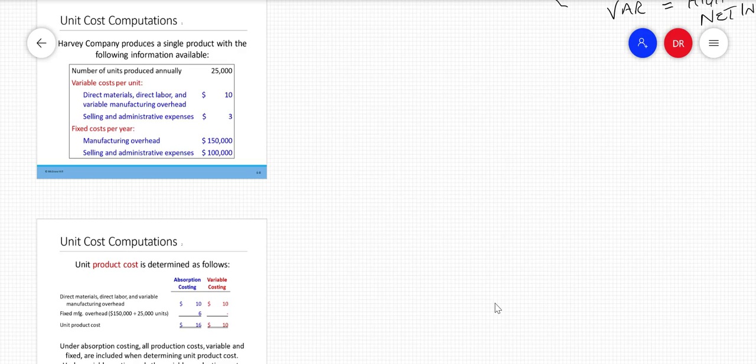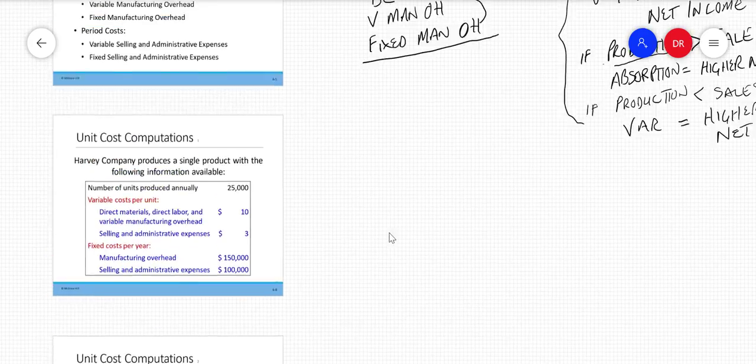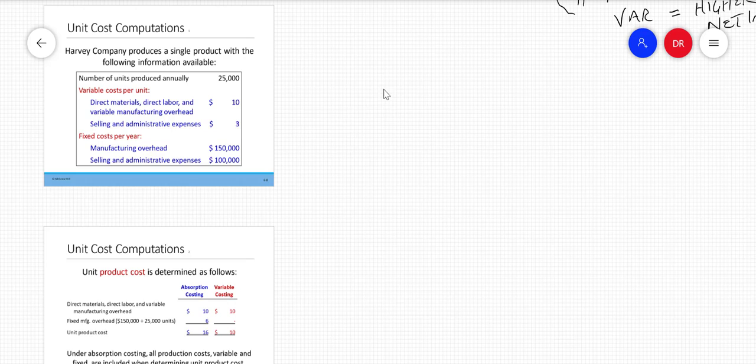So now let's take a look at this slide here where we talk about the unit cost comparisons. When we talk about unit cost comparisons, here they produce a single product with the following information. They have the variable cost per unit that include $10 for direct materials, labor, and variable overhead. Selling and admin expenses that are variable are $3. They have manufacturing overhead of $150 and selling and admin expenses of $100.